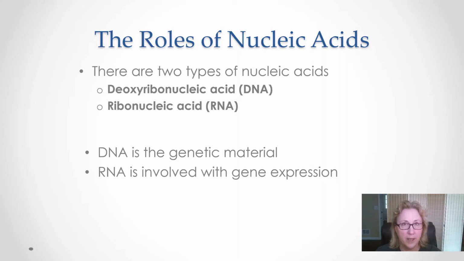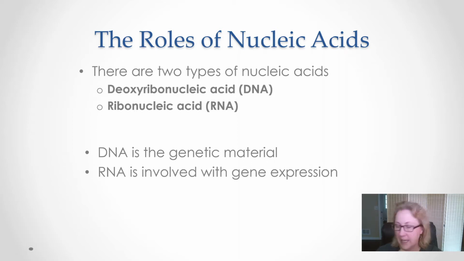Nucleic acids as well have monomers and polymers, and so do carbohydrates. And then we'll also talk about lipids, which is the only one of our four big categories of macromolecules that does not have a monomer or polymers.